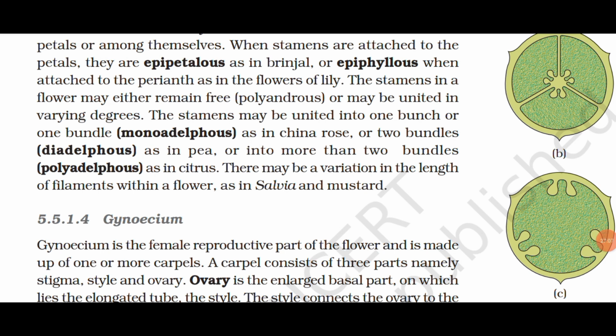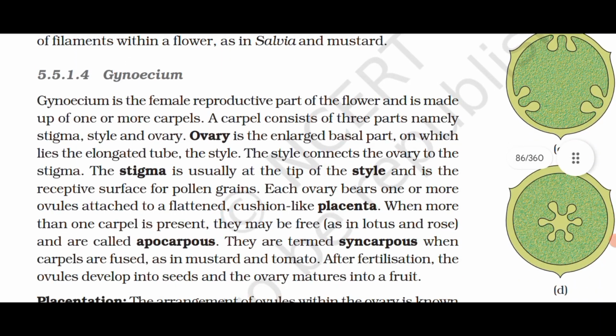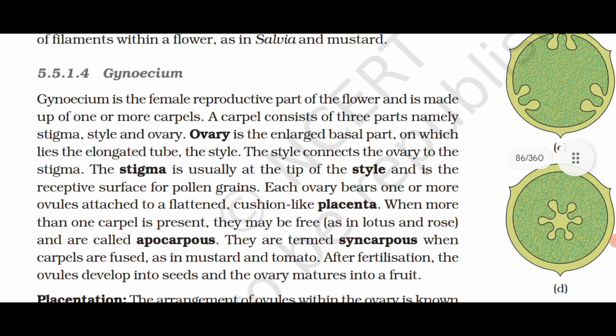There may be a variation in the length of filaments within a flower, as in salvia and mustard. 5.5.1.4 Gynoecium. Gynoecium is the female reproductive part of the flower and is made up of one or more carpels. A carpel consists of three parts, namely stigma, style, and ovary.